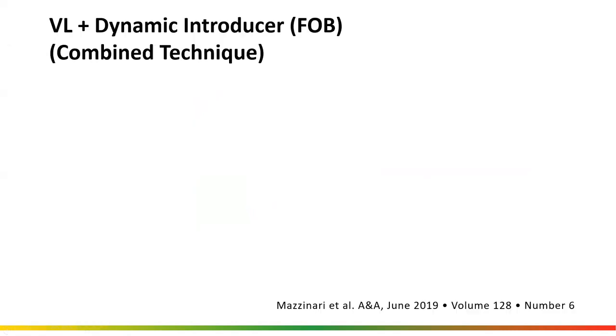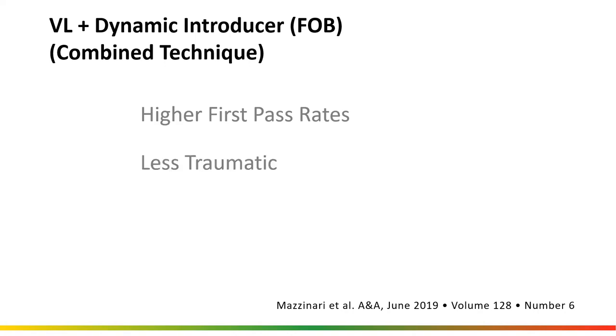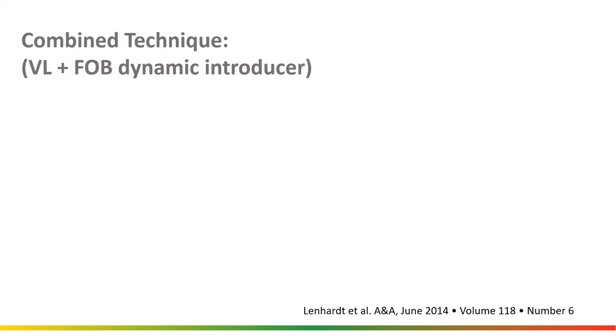So VL plus a dynamic introducer is called a combined technique. We know, and we'll go through the literature on this, that there are higher first pass rates in rescue intubations, as well as in anticipated planned intubations. It is less traumatic, which makes sense because we're no longer using brute force, and we're no longer using tissue to turn the endotracheal tube around those corners. And it's faster because it's easier.